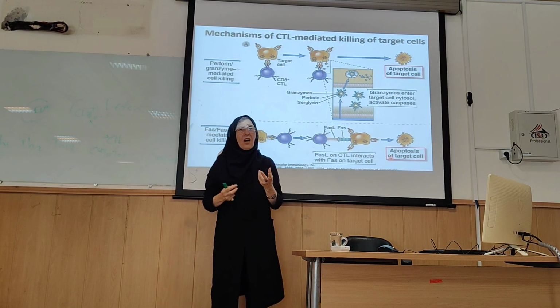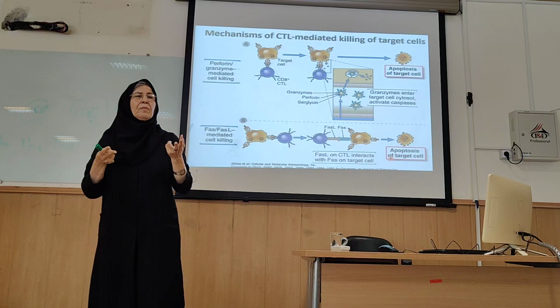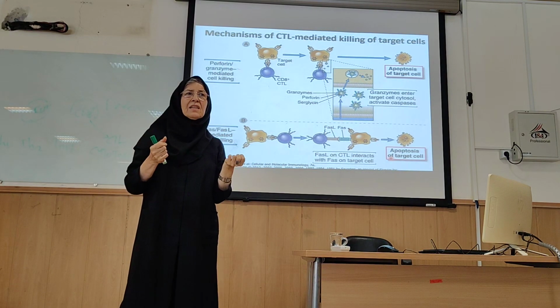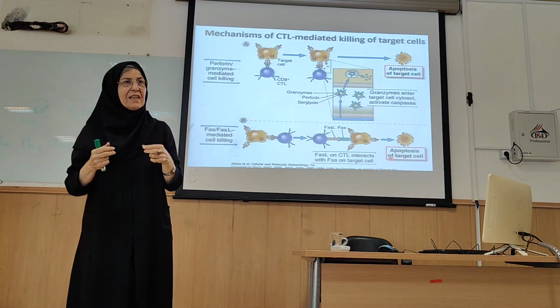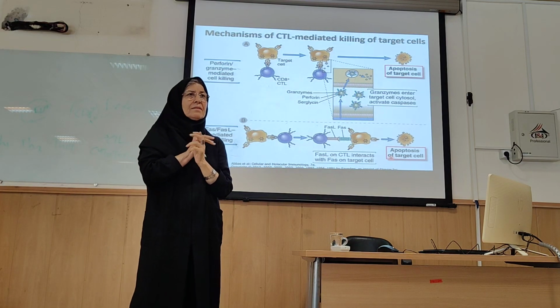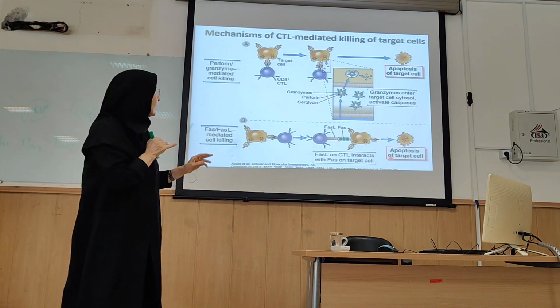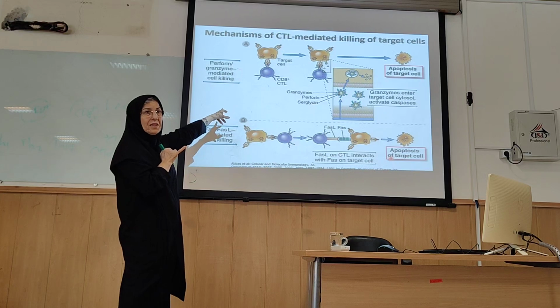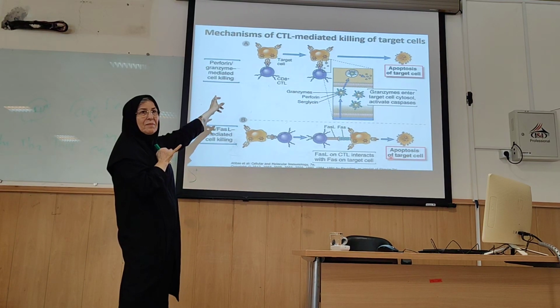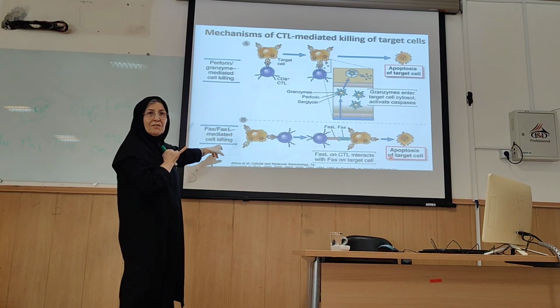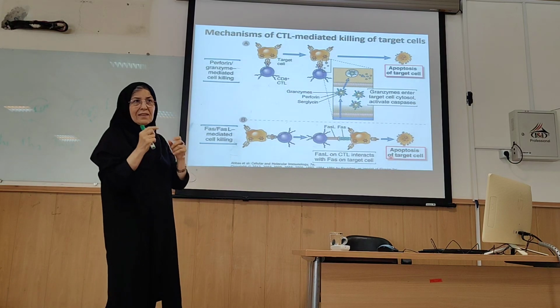Then there are two mechanisms for killing of the target cells by CTLs. One of them is... Can you repeat the question? Perforin, yes. Beautiful. Granzyme mediated. And another one, Fas ligand interaction.